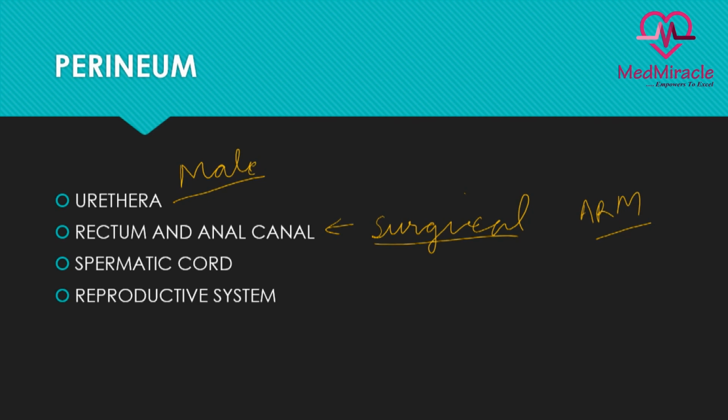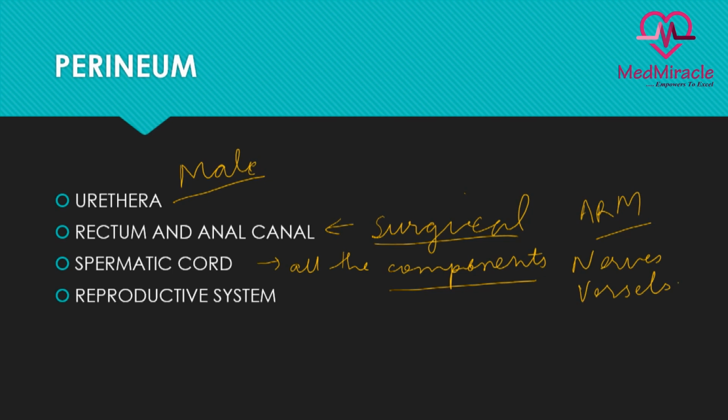The spermatic cord and its components is a very important question. So you should know all the components of the spermatic cord. There are few important ones and they should be remembered: the nerves, vessels, and we should also know which nerve is inside and which might be traveling alongside the spermatic cord.